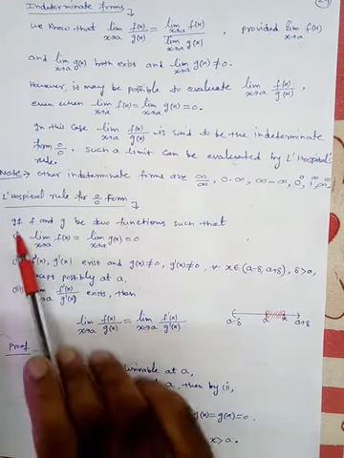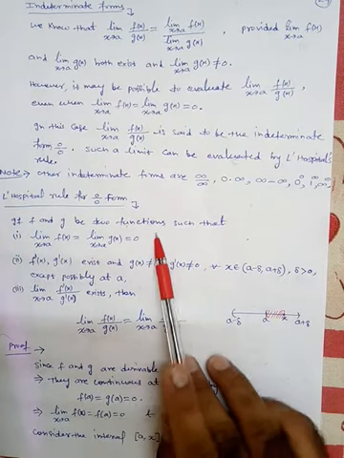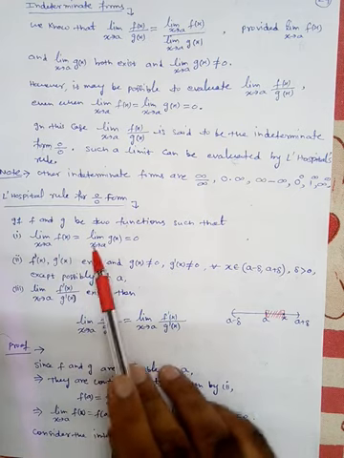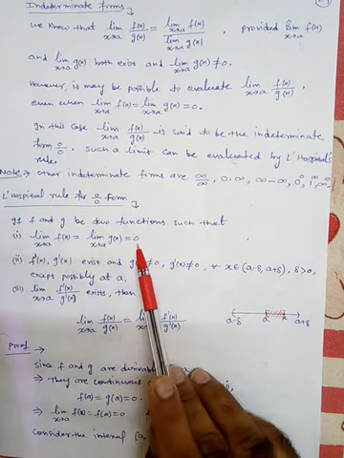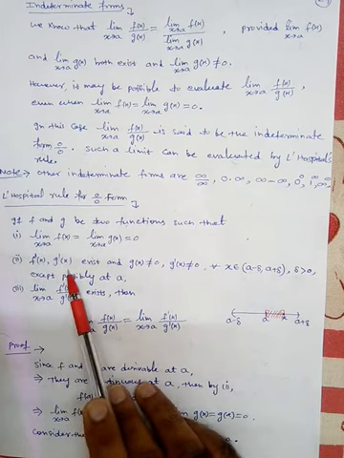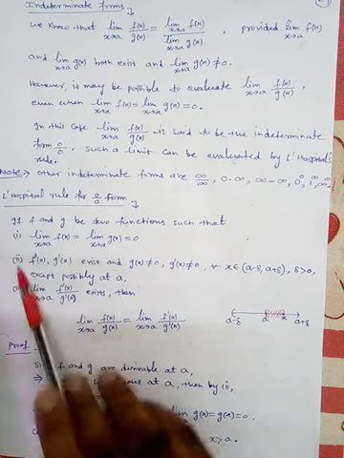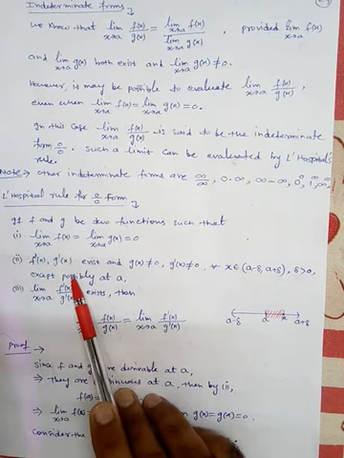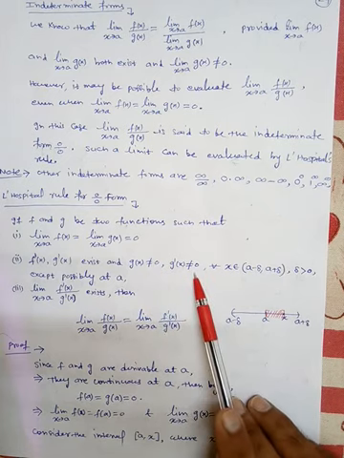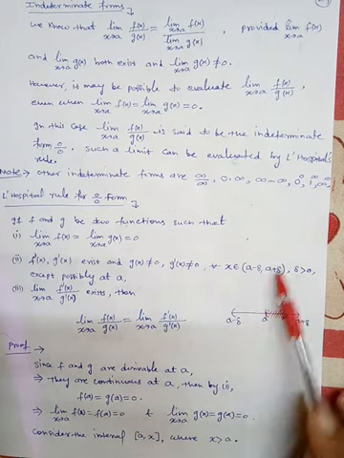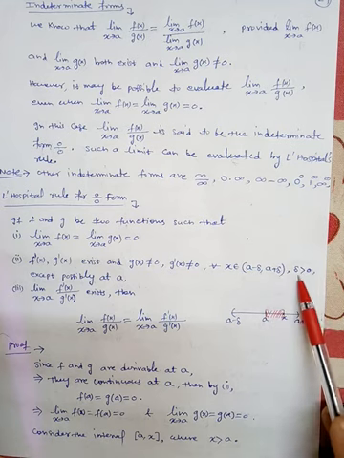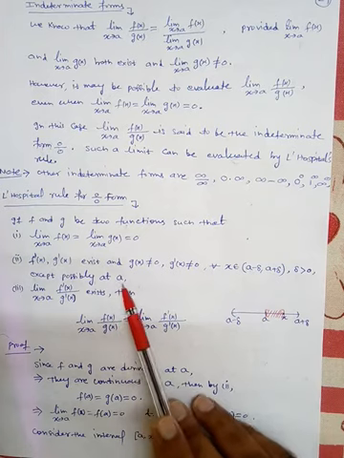What is the statement? If f and g are two functions such that limit x tending to a f of x is equal to limit x tending to a g of x is equal to 0, and second condition, f dash x and g dash x exist. That means both functions are derivable. And g of x is non-zero, g dash x is also non-zero for all x in the interval a minus delta to a plus delta, where delta is greater than 0, except possibly at a.